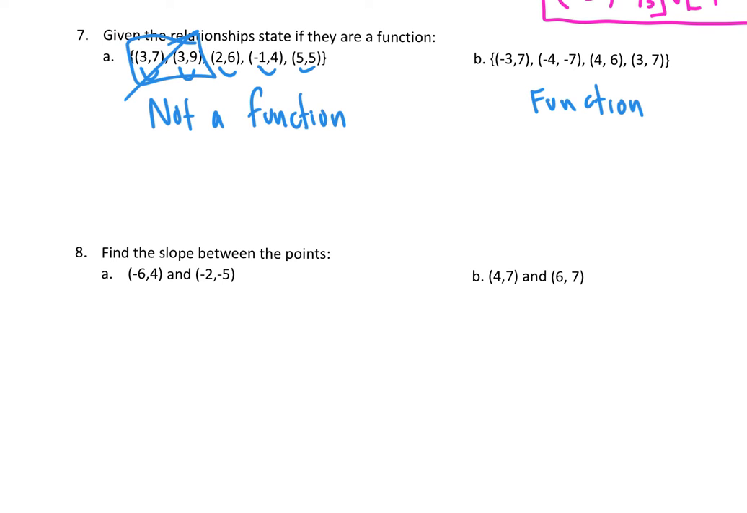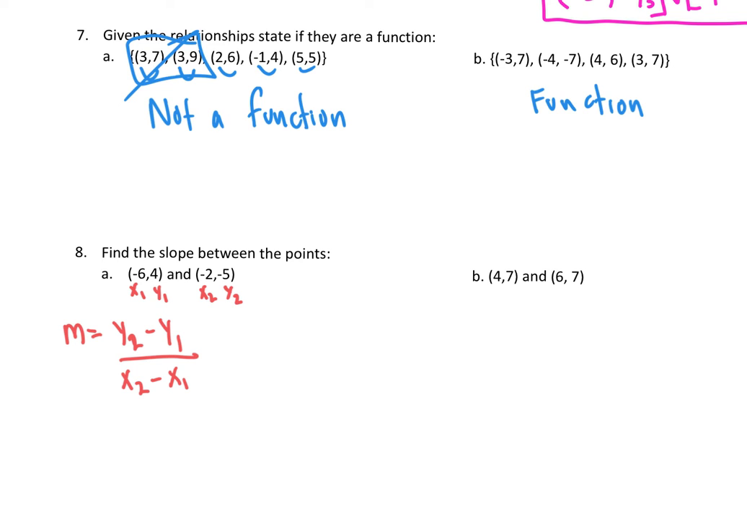It says find the slope between the points. So something that you will absolutely need to have in your head is the slope formula. So my slope equals y2 minus y1 over x2 minus x1. I'm going to label my points.